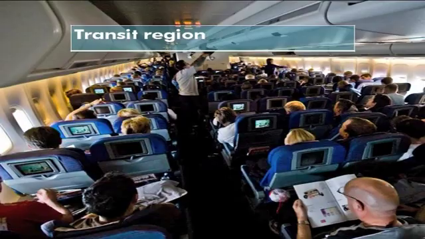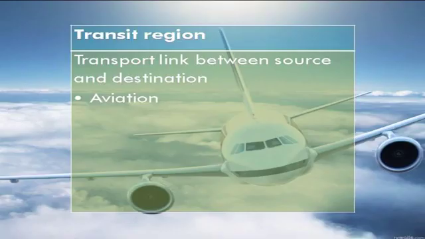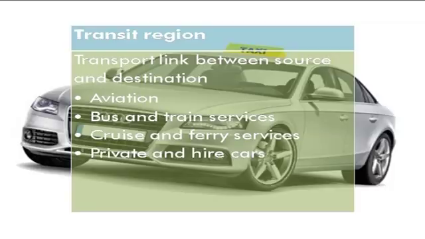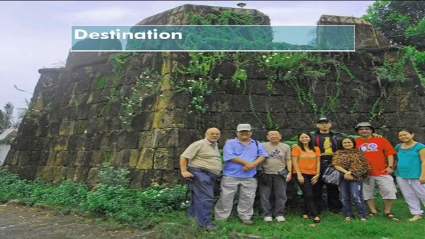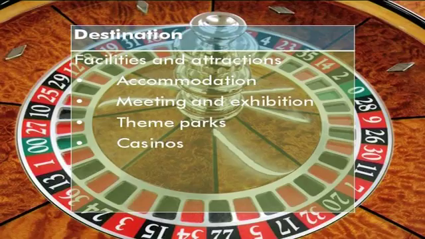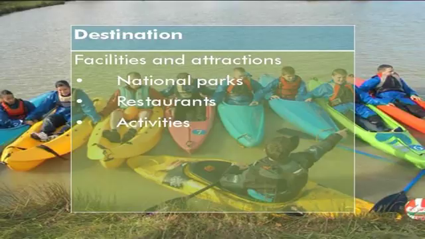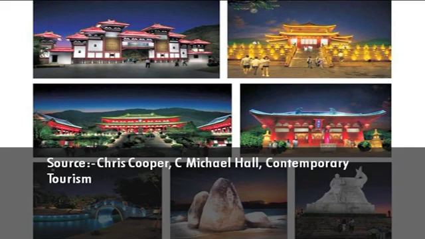The transit region refers to the transport link between the source and the destination and encompasses aviation, bus and train services, cruise and ferry services, private and hired cars, travel facilities like food, accommodation where tourists stop before the final destination. The destination refers to the facilities and attractions such as the accommodation, meetings and exhibitions, theme parks, casinos, retailers, visitor centers, national parks, restaurants, activities, amenities, and transport infrastructure for local transport. The source of the above data is Contemporary Tourism by Chris Cooper and C. Michael Hall.